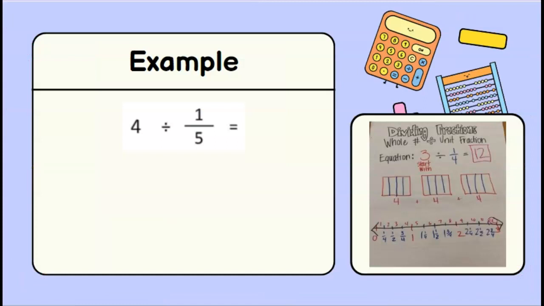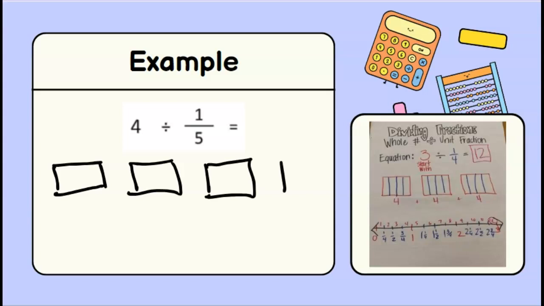So let's look at an example. We have a whole number divided by a unit fraction. Our whole number is the number 4, and our fraction is 1/5. To create an area model, I'm going to create 4 wholes because that is what my whole number is, 4. 1, 2, 3, 4.